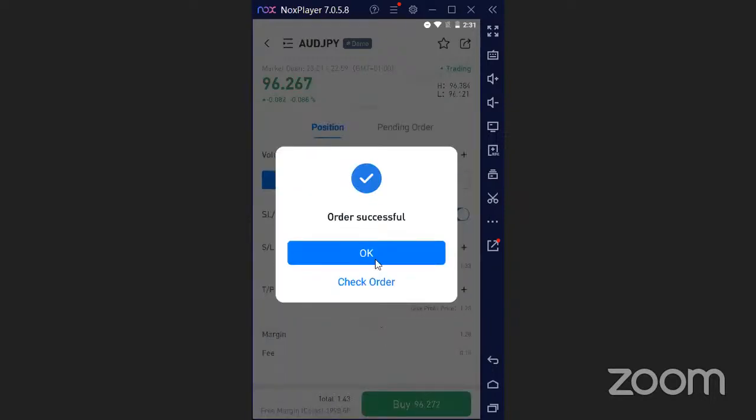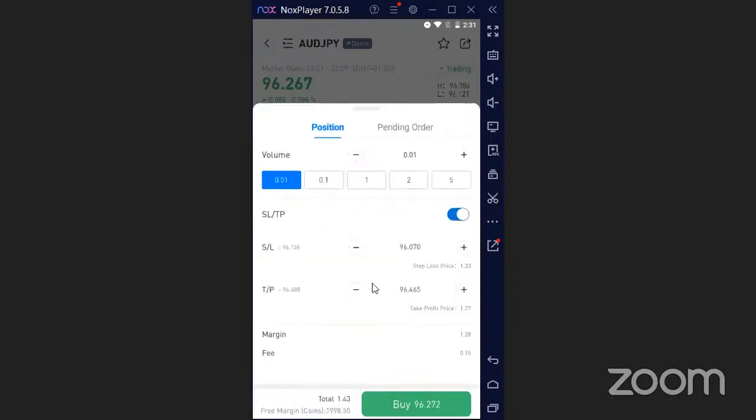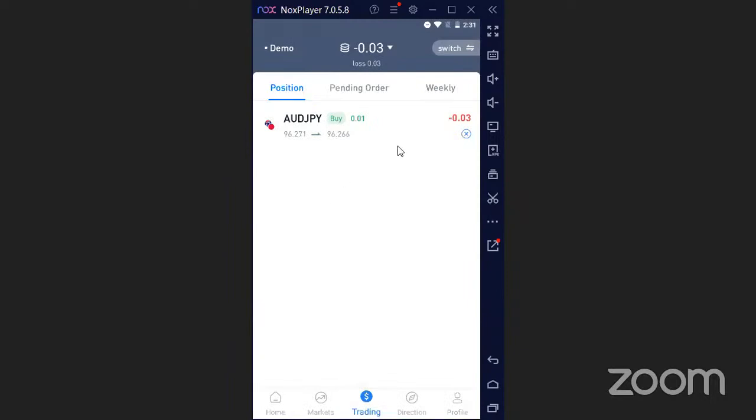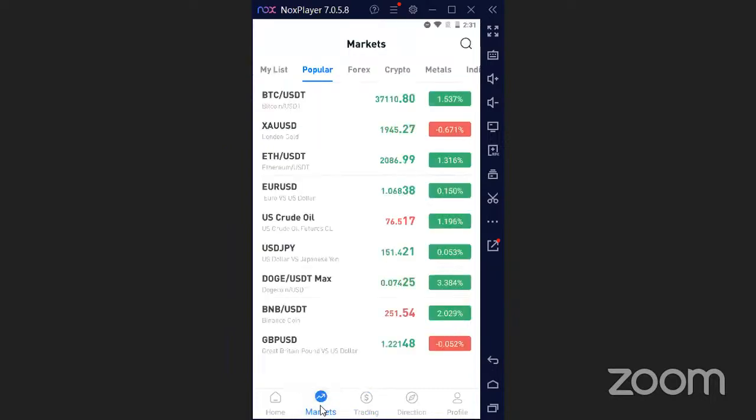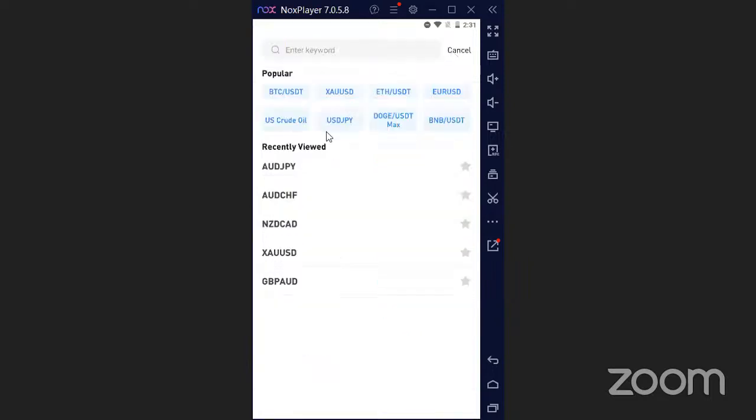You see when I clicked on buy, it says order successful, and I can check my order. This is my order. It's running right now. When it's in green, that means I'm making profit. All right, so that is how to buy. And you can also sell if you want to sell. It's the same process.